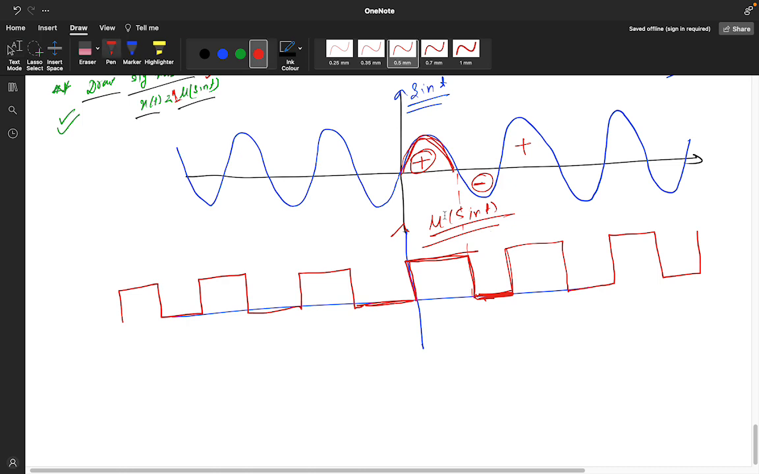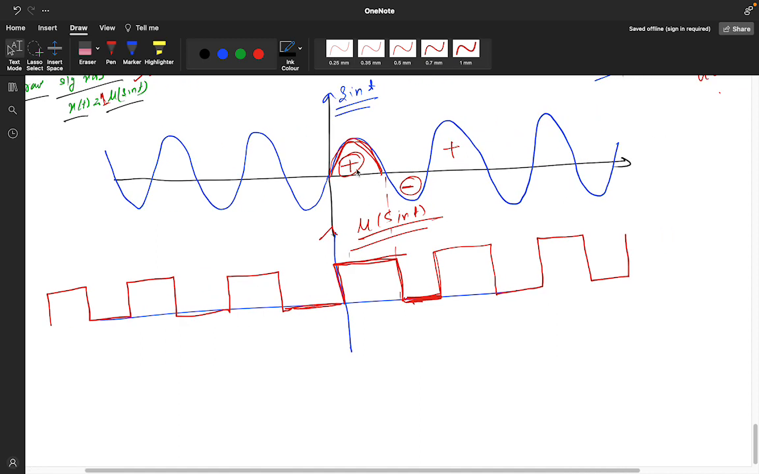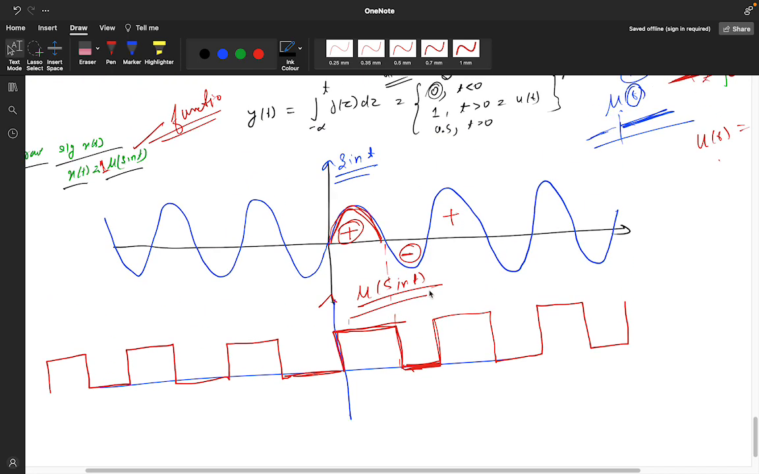Understood or not? Priyanka, understood or not? If it is not clear, just tell me. Priyanka, understood? Yes, sir.